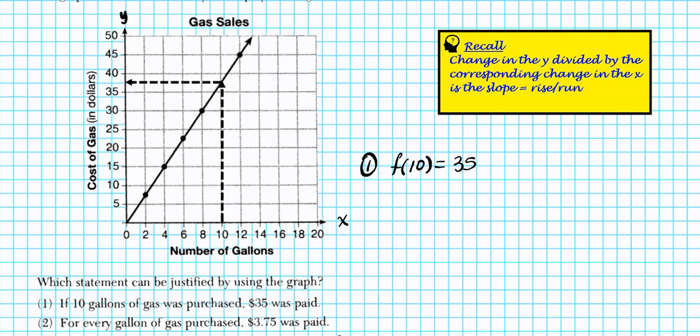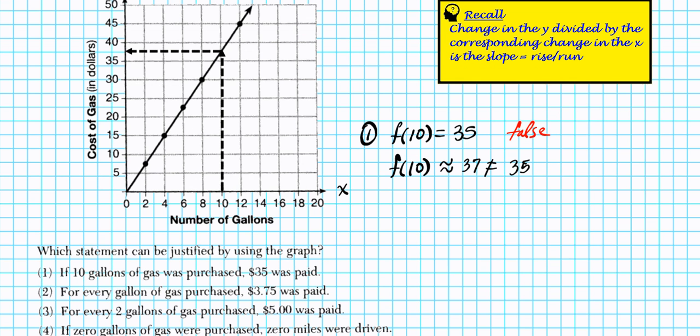Absolutely not. We can see that f of 10, if 10 gallons was bought, then the amount paid is somewhere around $37, or we can say $37, $38, and that clearly is not equal to 35. All right, so what does that tell us? The first statement is false. In order for it to be true, the output had to fall exactly on 35.